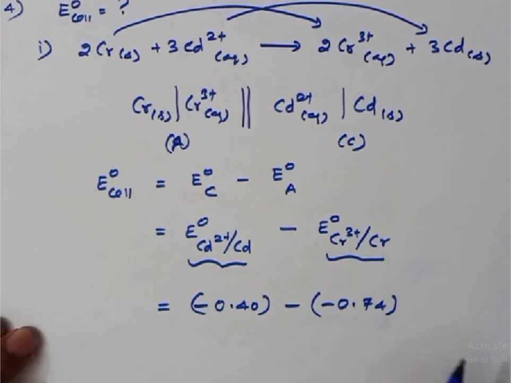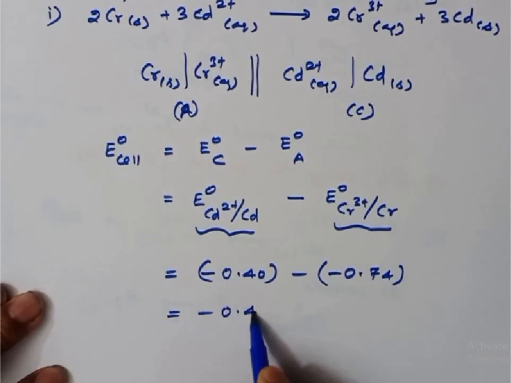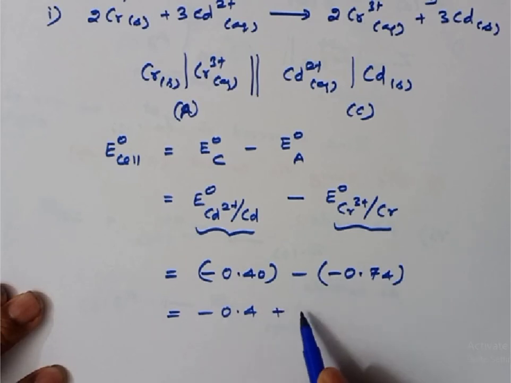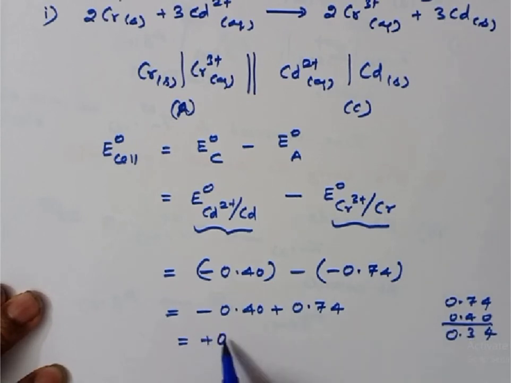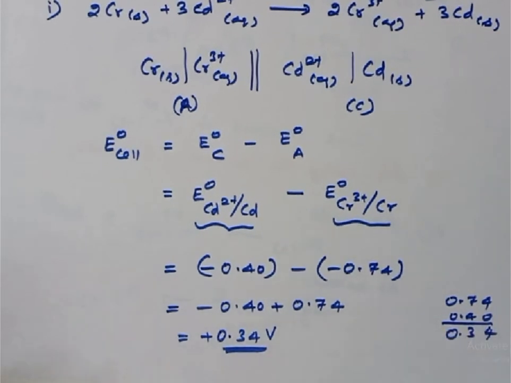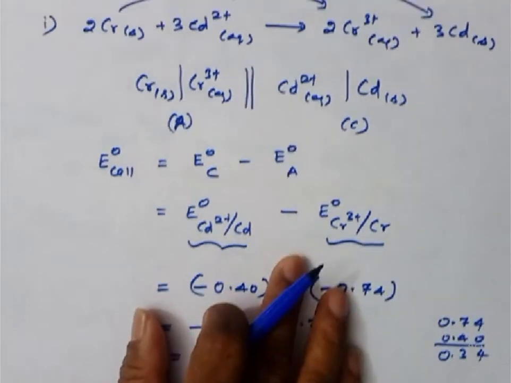Right? So what is the cell potential? The standard cell potential is very simple: minus 0.4, minus, or minus becomes plus, 0.74. So if you subtract, we get 0.34 volt. So plus 0.34 volt is coming. This is the standard cell potential for a cell in which this reaction is occurring.